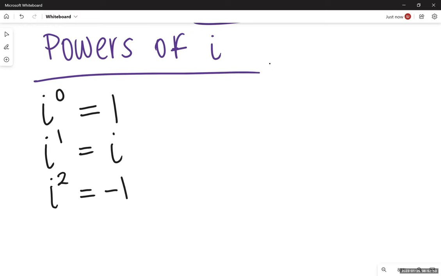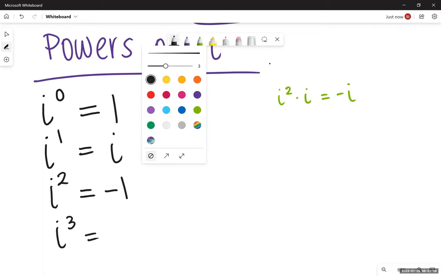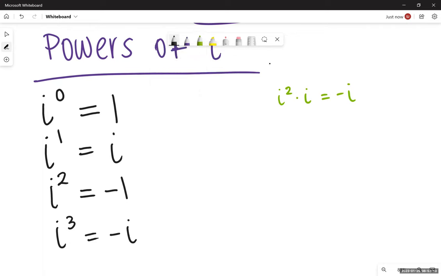And then if we do i cubed, that's what I was trying to show y'all right here. Okay, i cubed would be like i squared times i. So negative one times i would get you negative i, okay? And so we have i cubed equals negative i.